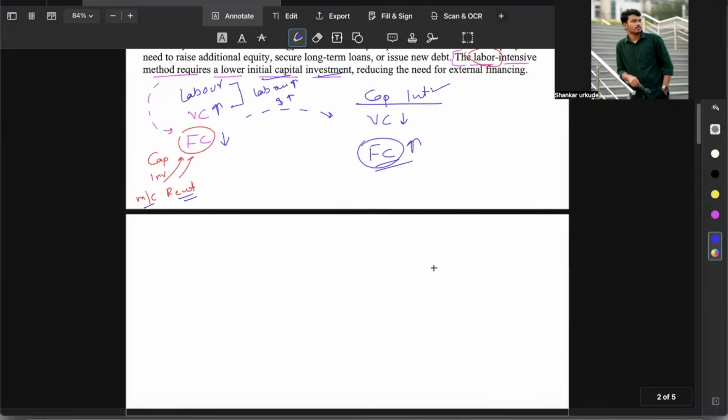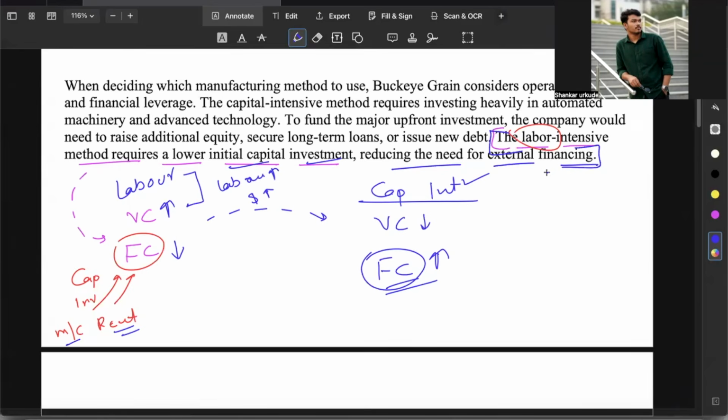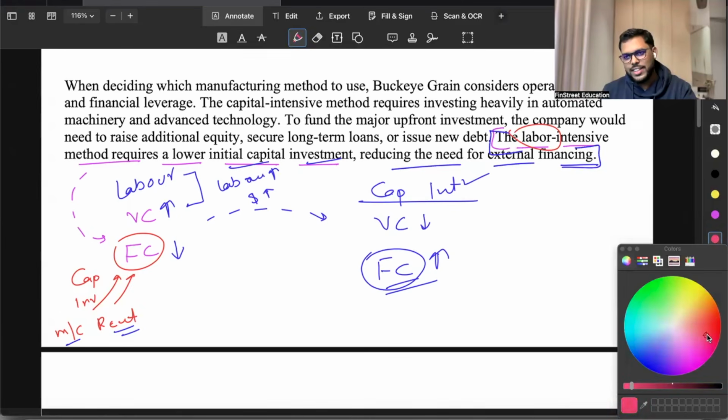Sir, last line. हाँ सर ये last line. अच्छा, reducing the need for external financing. Yeah. पूरा line you want repetition again? No, just वो half line. Reducing the need for external. Okay.